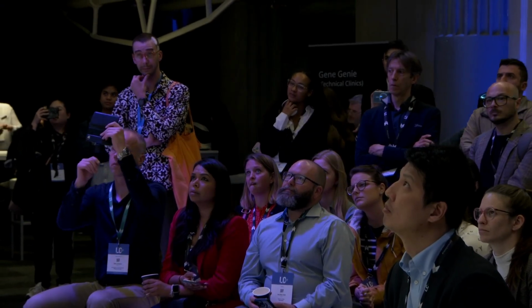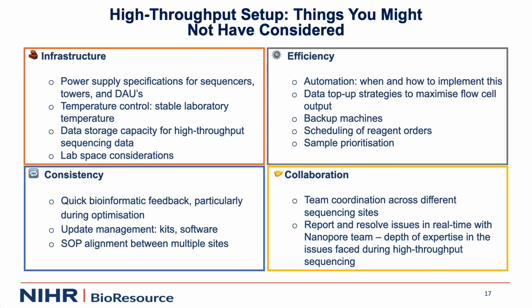And on SOPs between the labs, because we are split across 2 labs, making sure that we really are doing everything the same in both labs is key, which is where the last point, collaboration, comes in. We have weekly meetings between the labs, talking about our problems, optimizing things together, making sure we are doing things the same. We work with our bioinformatics teams, and we work very closely with the Nanopore teams helping us as well.